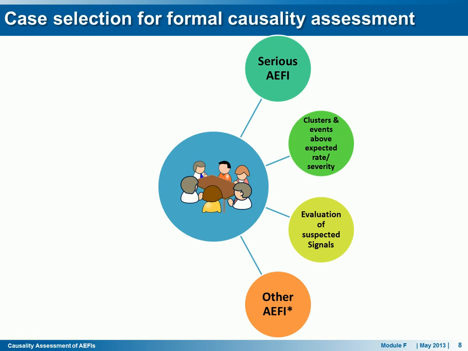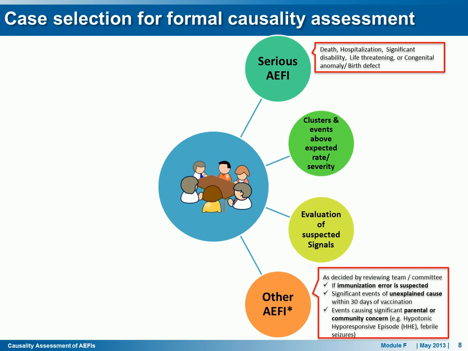So, what do we do it for? We do it for serious AEFI cases, which include death, hospitalization, significant disability, AEFI which is life-threatening, or congenital anomaly or a birth defect. We can also do causality assessment for clusters and events above the expected rate and severity, and when we suspect signals, and also other AEFI as decided by a national committee or a subnational committee.